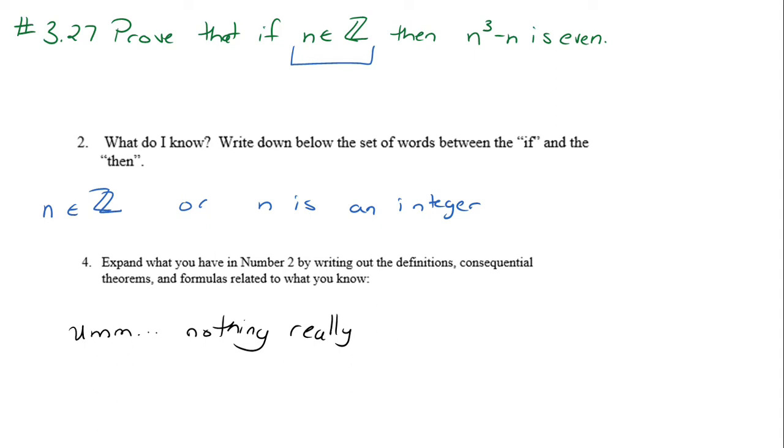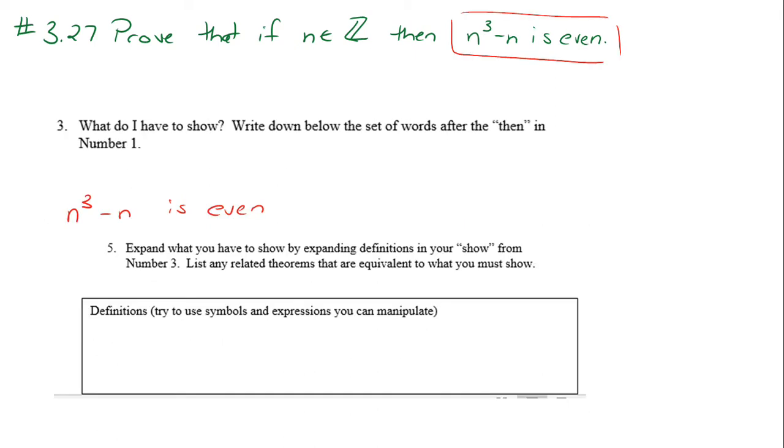Oh, well, for number 2, what is it that I can expand on? Nothing really. n is an integer. So there's nothing I can think of. So I'm going to leave that blank for now. How do I expand what I have to show? Well, I told you that anytime you have a word here, like even, and it isn't in some kind of format that you can manipulate, go to your book as a reference and look for somewhere within there where they explain it. On page 85, they define what it means for n cubed minus n to be even.